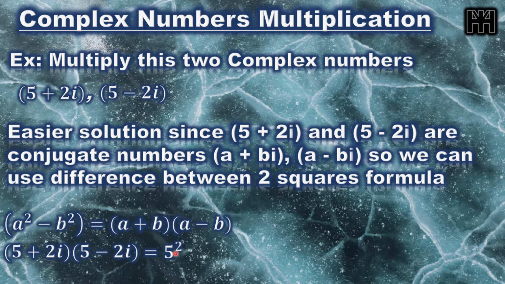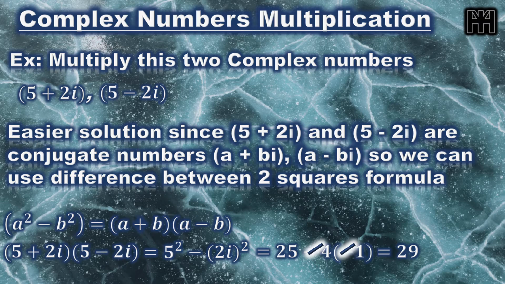We'll take 5 squared minus 2i all squared, the difference between two squares. The 5 is the a, and the 2i is the b, and we square them both. It will be 25 minus 4, as 2 squared is 4, and i squared is negative 1. It will give us the same result. The negative will cancel out the negative, and we'll have 29.